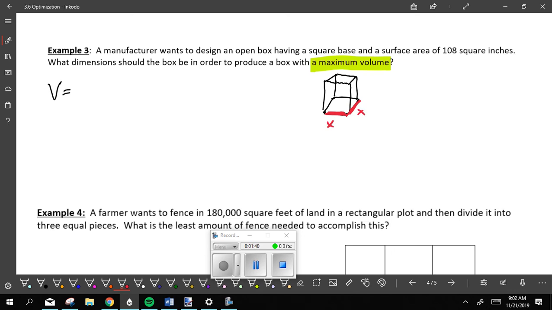If both of those sides are X, what do we want to call the height of this box? Let's call it Y. You can use other letters if that makes you happy, but X and Y make the most sense. So we've got X and Y.